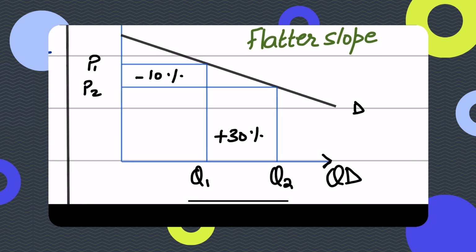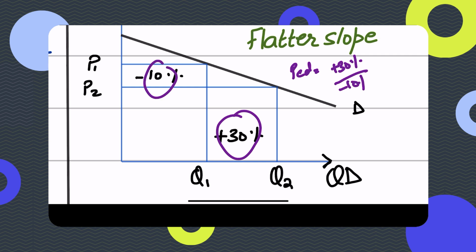And by the way, if you calculate the PED, it is the percentage change in quantity demanded, that is plus 30%, divided by the percentage change in price, that is minus 10%. So the PED value would be minus 3. Ignoring the minus sign, a PED coefficient of 3 is greater than 1. So PED is greater than 1. It means that it is elastic.